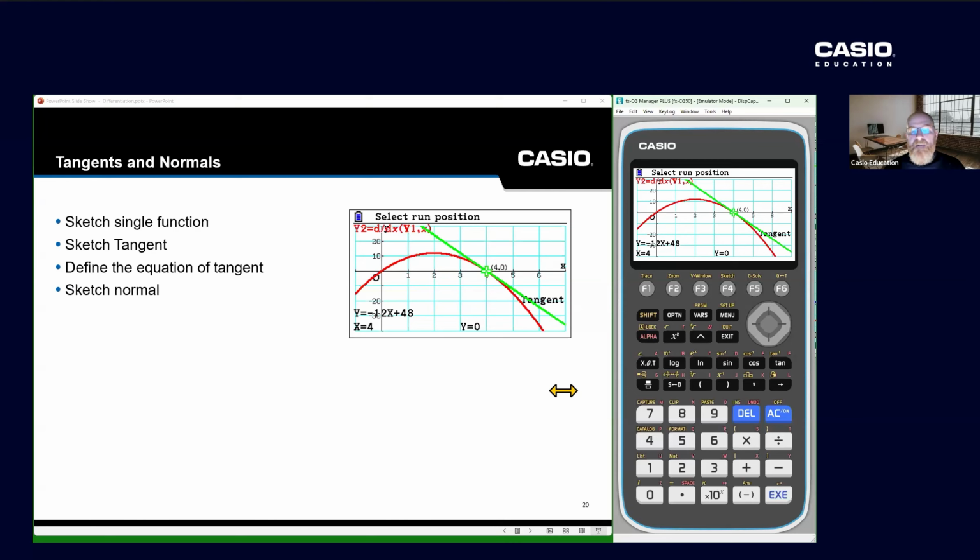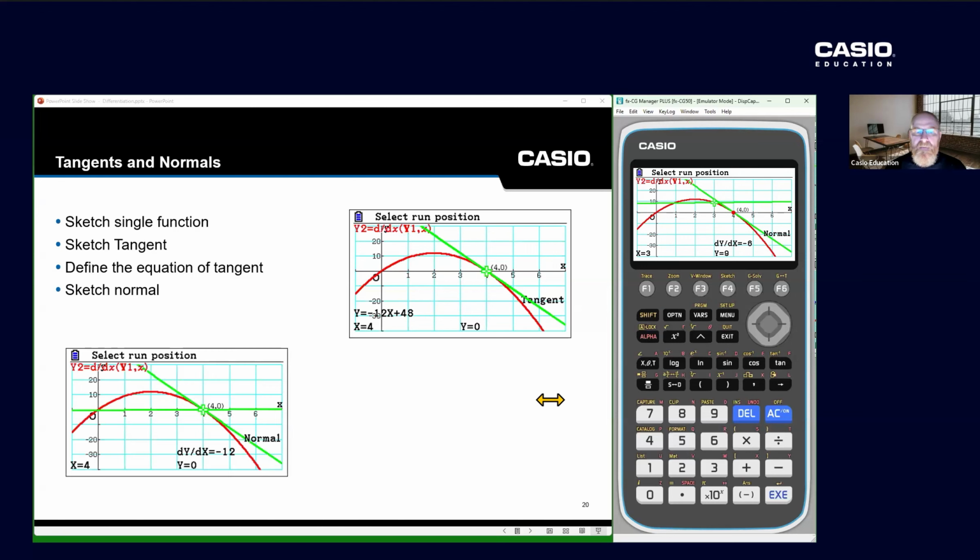But also you could sketch the normal if you wanted to. So we can shift, sketch, and normal. Again, it places it at the center of the screen. If I just enter a value of 4 again, so let's have the normal at the same point. What we've got there is our normal, but notice that it does still quote dy dx, not the negative reciprocal. However, that doesn't look particularly like we've got a gradient of a negative 12th.